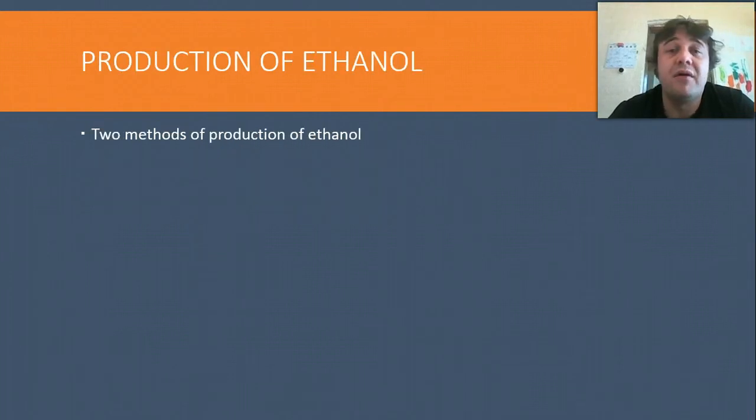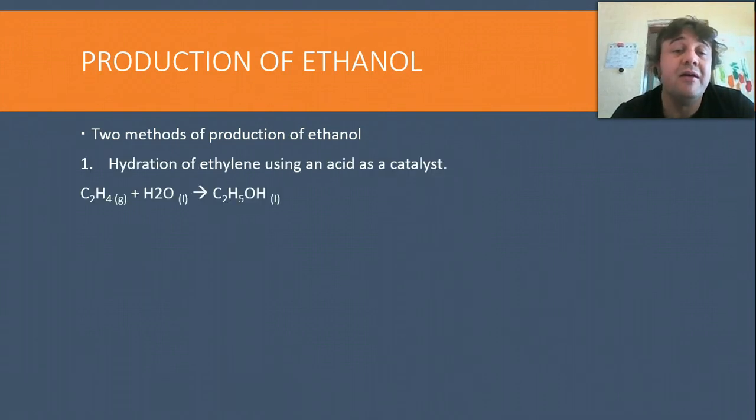Okay, so production of ethanol. Basically, there are two methods. One we've already spoken about, and that's the hydration of ethylene using an acid like sulfuric acid as a catalyst. Now obviously that 2 in the H2O should be a subscript. So we're not going to go too much further into that because we've covered that previously.